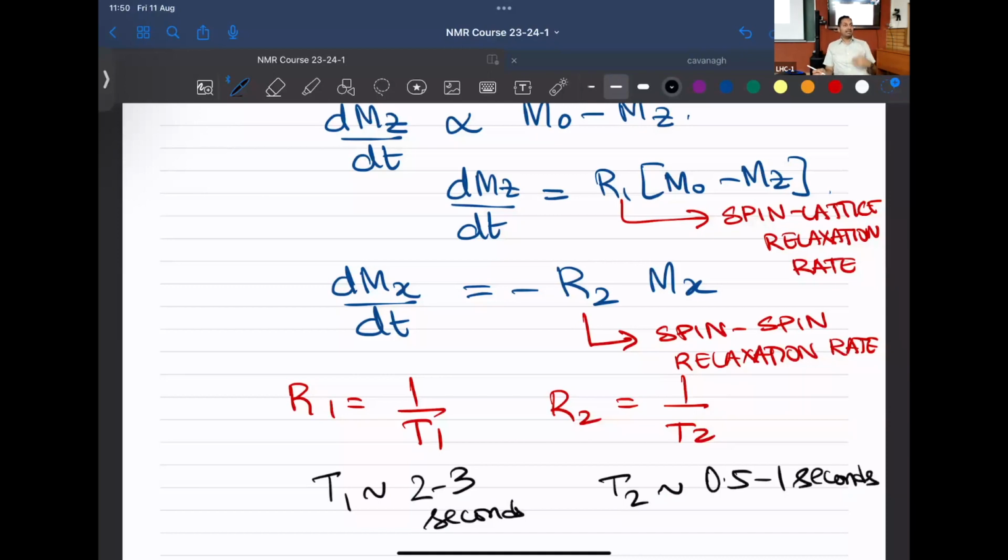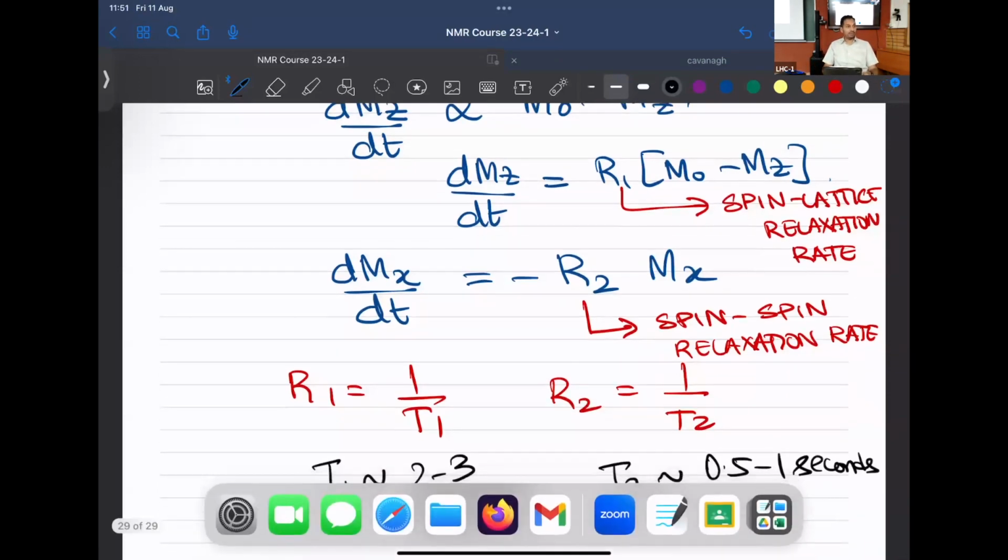So T2 is shorter. If T2 is shorter, R2 is larger than R1. That means the coherence will be killed faster than the magnetization that comes along M0. So there will be a certain time at which M0 will be more squandered in the transverse plane, with no full recovery happening in the longitudinal axis. Does that make sense? I would like to take the last 5 minutes to simulate a little bit of what this relaxation is and what it means. But we go to the semi-classical picture again to do this.